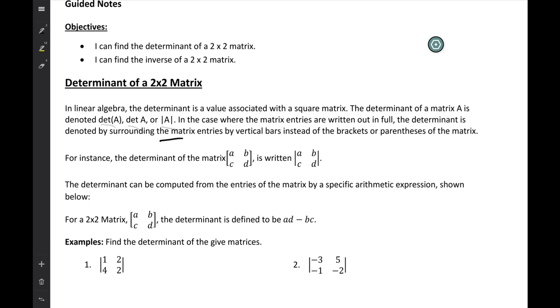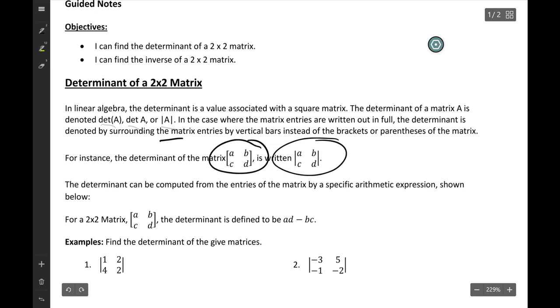So in the case where matrix entries are written out in full, the determinant is denoted by surrounding the matrix entries by vertical bars instead of the brackets. So instead of this, it looks like this. The determinant can be computed from the entries of the matrix by a specific arithmetic expression shown below. So given a matrix like this, the determinant is AD minus BC.